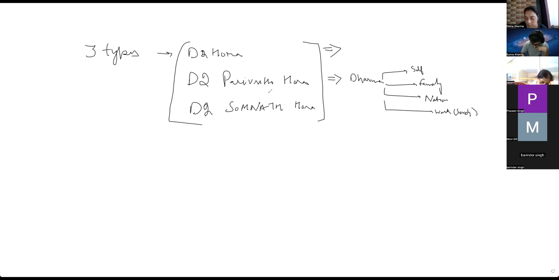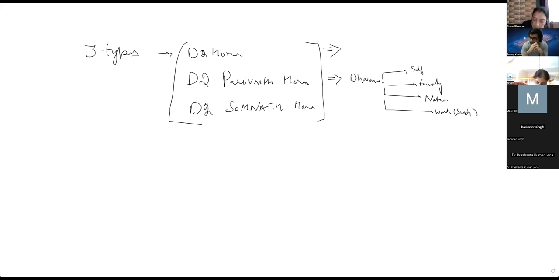And you know what? The most amazing chart that I'll teach you today is the D2 Somanath Hora. These divisional charts have been designed after the progress of this Jyotisha. Various rishis, munis and scholars have worked on various divisional charts, and they've come out with various versions of a particular divisional chart. Primary are 16 only. Can somebody tell me why primary divisional charts are 16 only? Anyone?